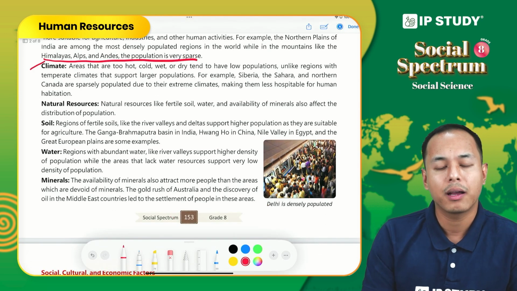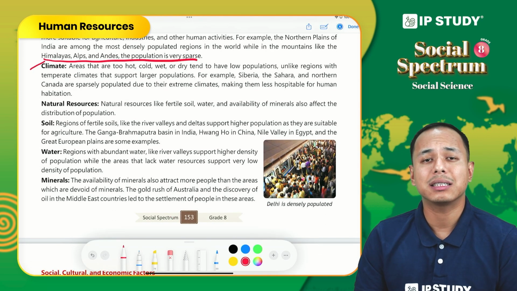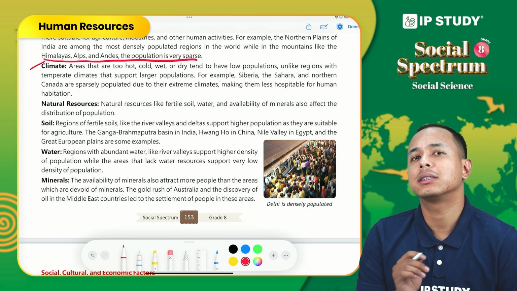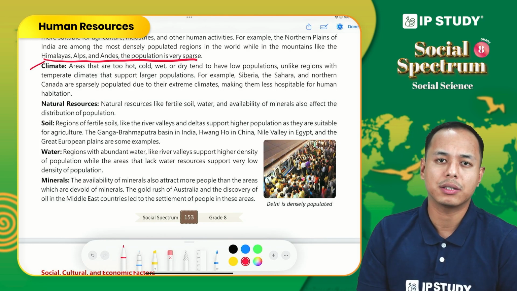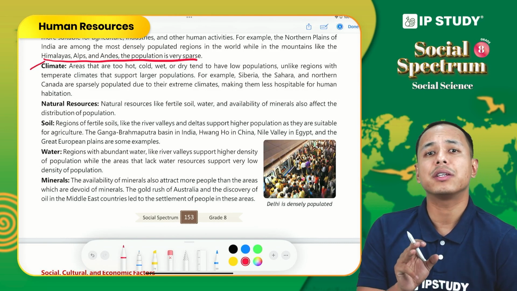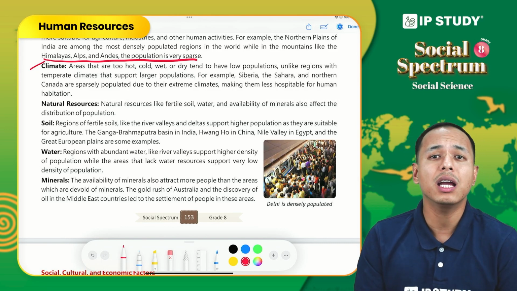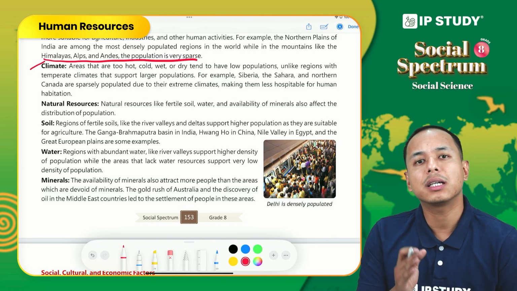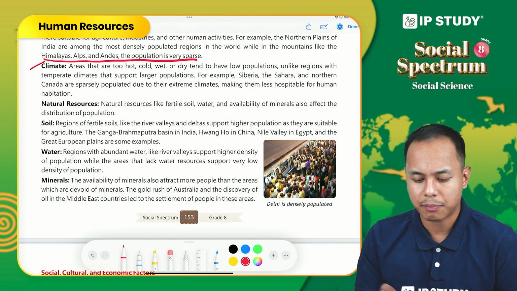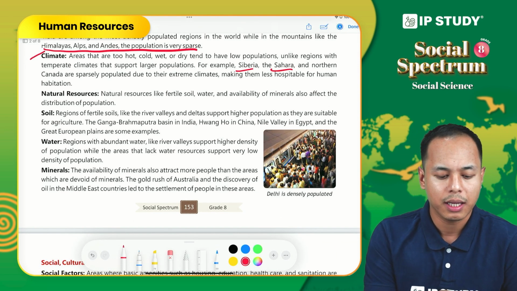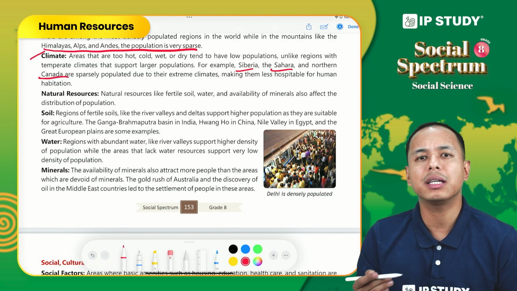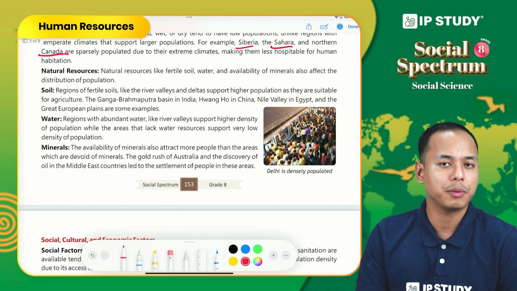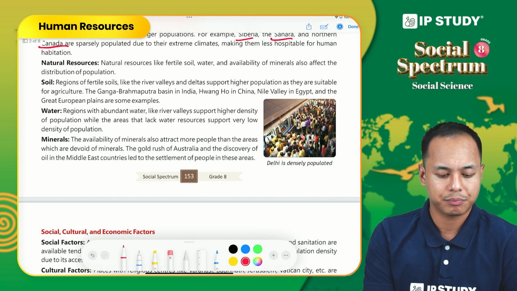Second, climate. Areas that have extreme climate are less populated. For example, the desert regions, be it cold desert or hot desert. So in desert regions, the climate is very extreme. Either it is very cold or it is very hot. So people tend to avoid such places and they live in some other places. For example, Siberia, Sahara, northern Canada. Because of the extreme climatic conditions in these regions, people do not live there, or we can say a large number of people do not build settlements there.